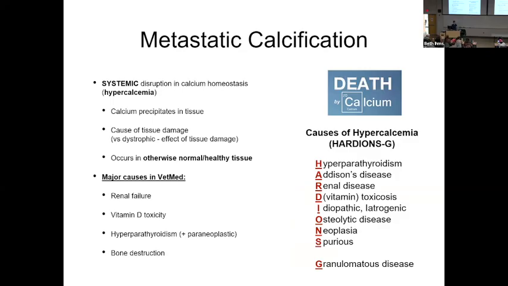Metastatic sounds like metastasis, right, where things spread all over. So this is a whole body systemic disruption in calcium metabolism. Calcium precipitates in tissue because you have too much calcium everywhere. And the calcium causes tissue damage. So it's like the opposite of dystrophic, right? Dystrophic, the damage came first and the calcium is just a bystander. Here the calcium came first and it is causing death of tissue.